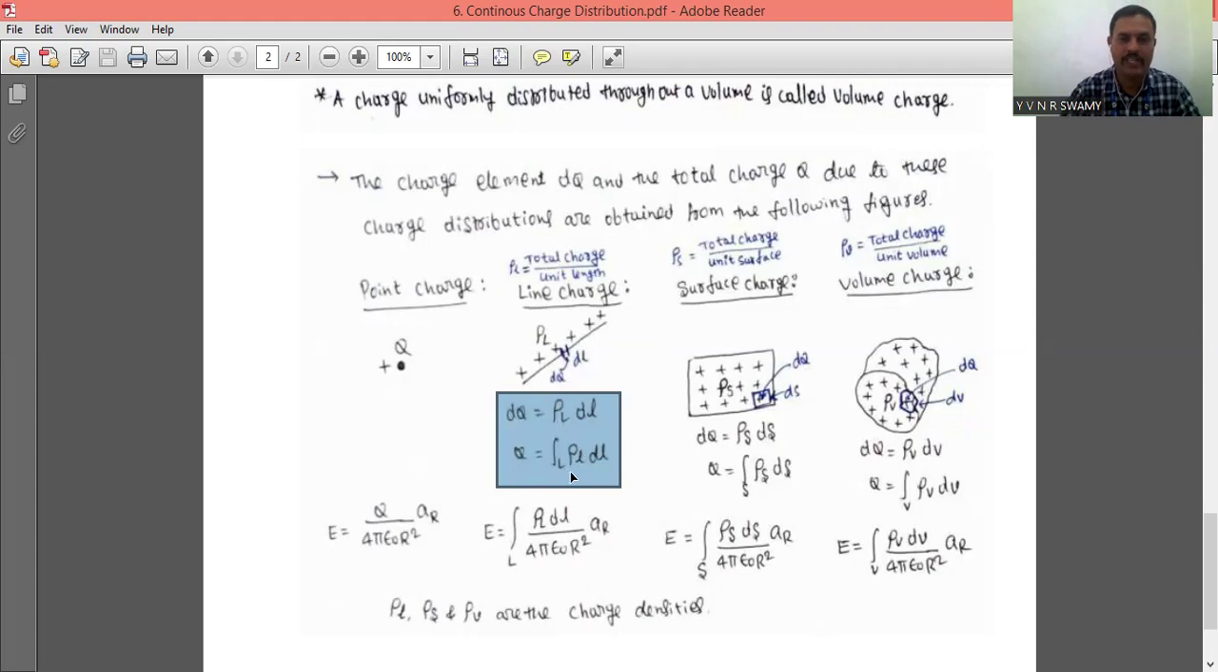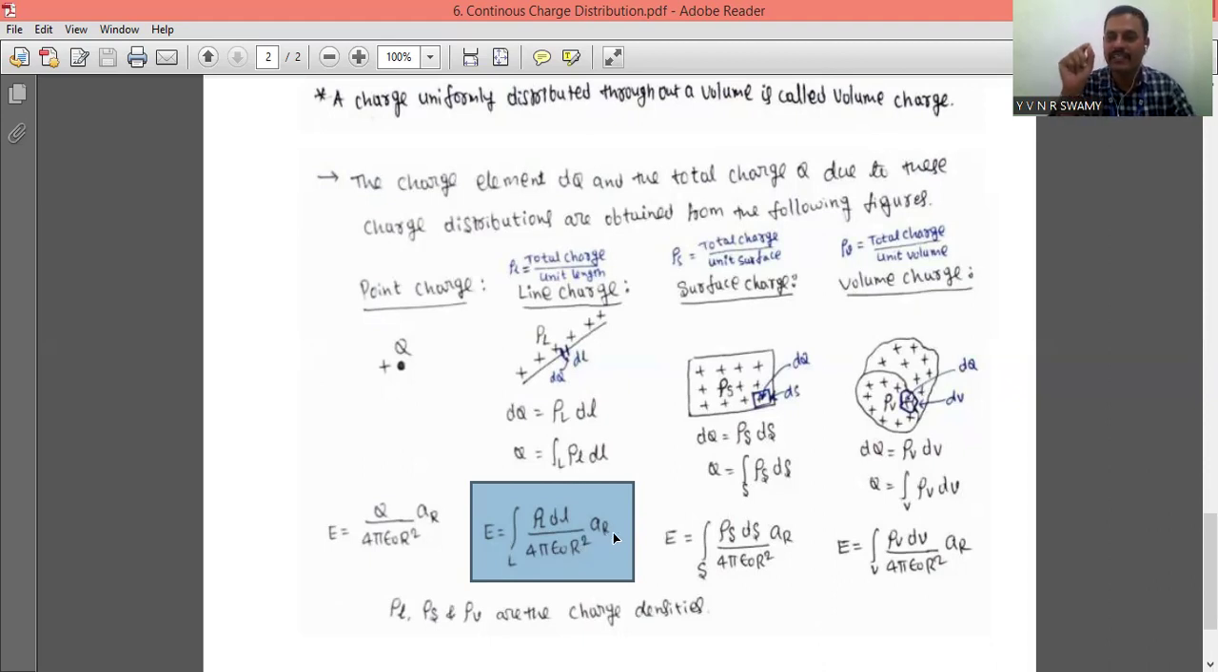Now electric field intensity, we know the formula is E equal to Q by 4 pi epsilon naught R square along AR. Now just replace Q with line integral of rho L dl. Then electric field intensity E equal to line integral of rho L dl by 4 pi epsilon naught R square along AR. This is the electric field intensity due to a line charge.